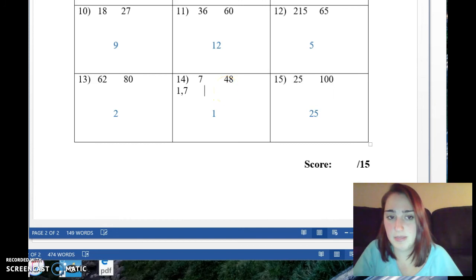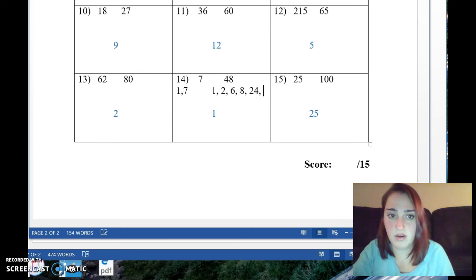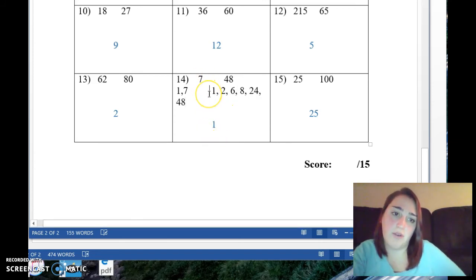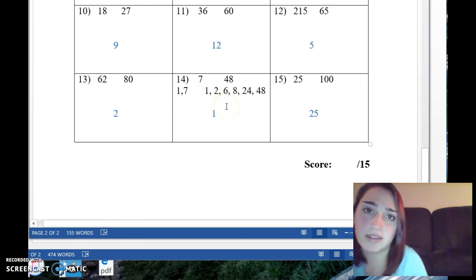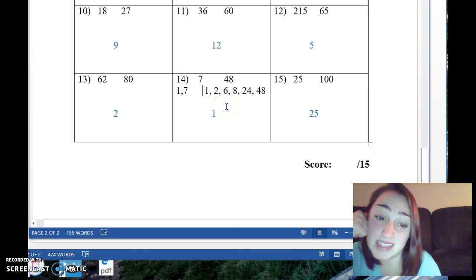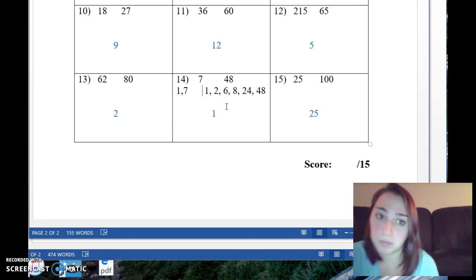And then for 48, we have 1 and 48, 2 and 24, and then 6 and 8. I said one thing, and then typed another. Wow! I almost did that wrong. 6 and 8, 24, 48. Okay. So that 48 does not have anything in common with the 7 besides that 1. So that's why this does have a greatest common factor of 1. And that's going to happen. It sounds weird to say that the greatest common factor is 1, but that does happen, okay?